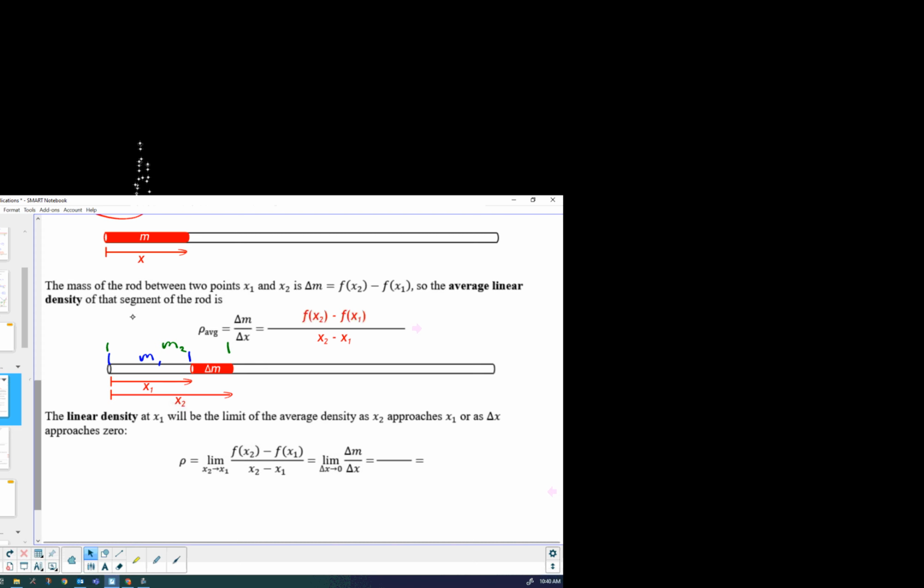Here I talked about M1 and M2. Because these are functions of x, rather than using M for mass, we could say that this first section is f of x1. So that's the mass of that first section. And then the second section, up to there, that is f of x2. So when we're looking for the mass of this section, we're doing f of x2 minus f of x1. We're finding the difference in those two masses to find out the mass of that little red section.